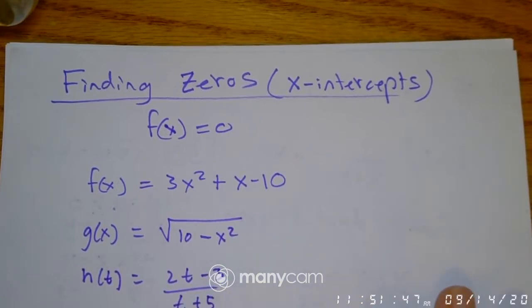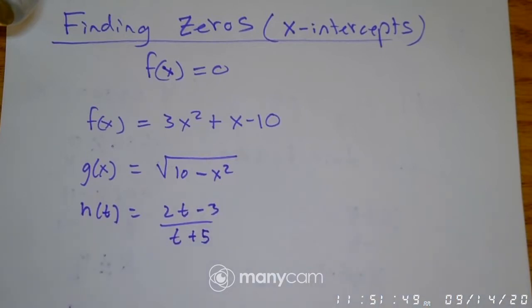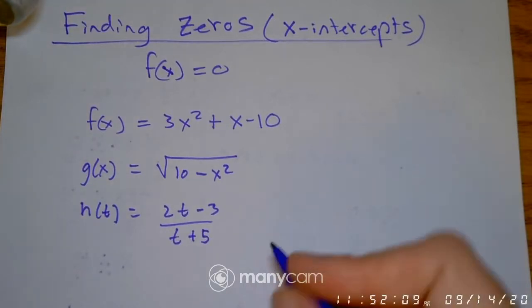Okay, so I don't have time to do all of these. I'm going to let you vote in the chat. You're going to type in F, G, or H, and that's the one I will do. So it's a tie right now. G is winning. All right, I'm doing G.